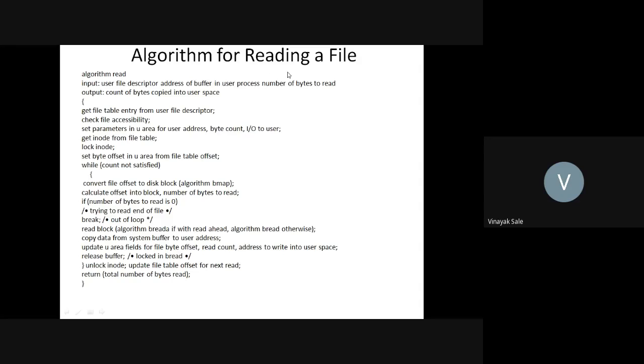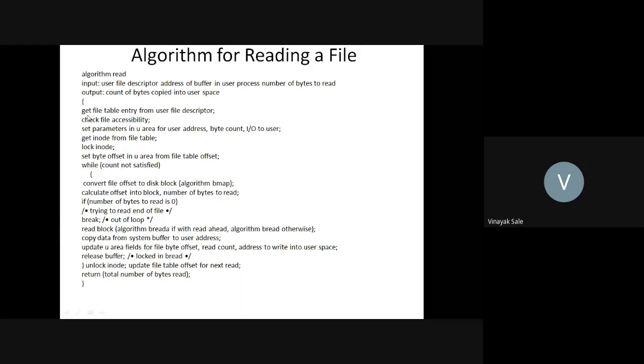Algorithm for reading a file. Algorithm read: input is the user file descriptor, the address of the buffer in the user process, and the number of bytes to read. Output is the count of the number of bytes copied into user space.